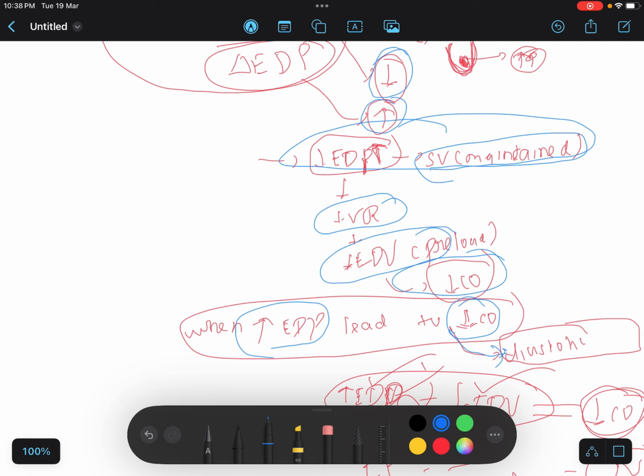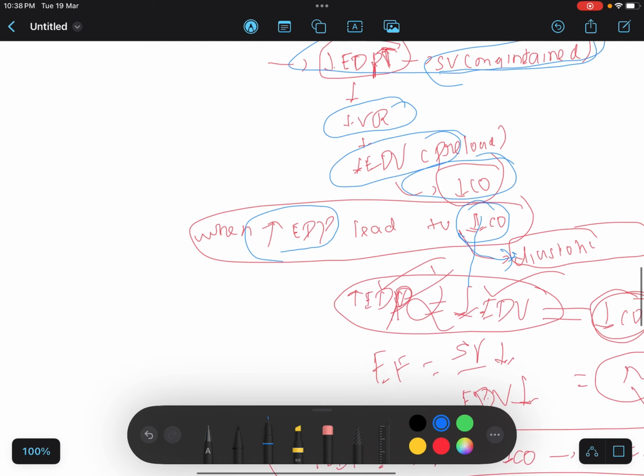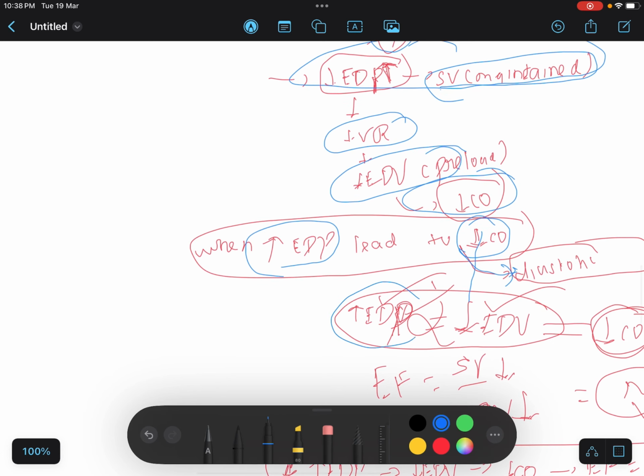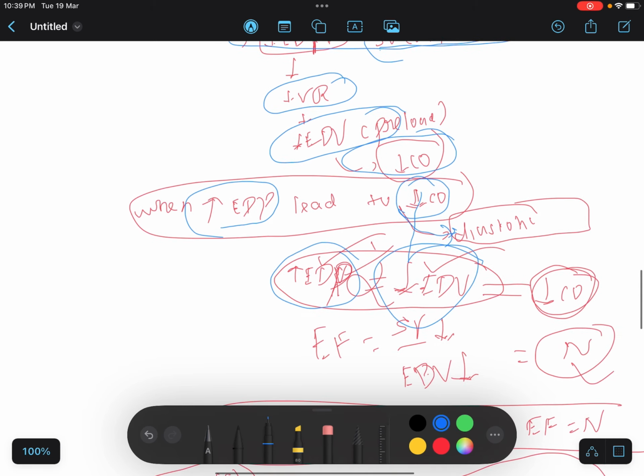So here you understand that increased end diastolic pressure goes with decreased end diastolic volume, and there will also be decreased cardiac output. Only when there is decreased cardiac output are we saying heart failure.